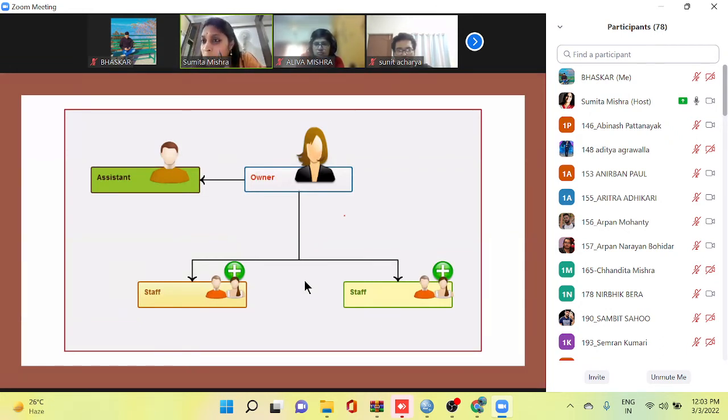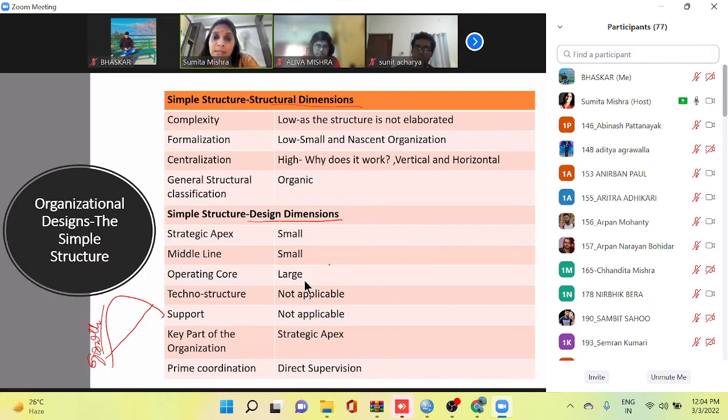Okay. It's a very small organization, right? So, basically, if you look at the design, please remember this. Out of the 5 parts, only 2 parts of the organization are present in the simple structure. The first is the apex and the second is the core. These are the two parts. It is a very, very lean organization, very, very small organization, and it's a very fluid organization, a small unit, basically. Now let's understand the structural dimensions.